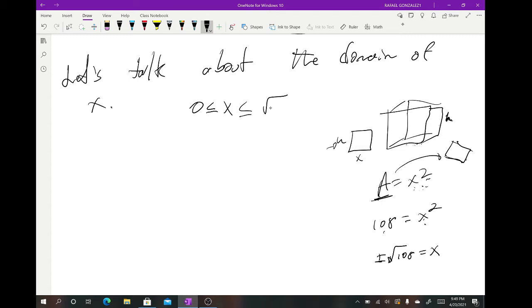So x has to be less than or equal to the square root of 108.